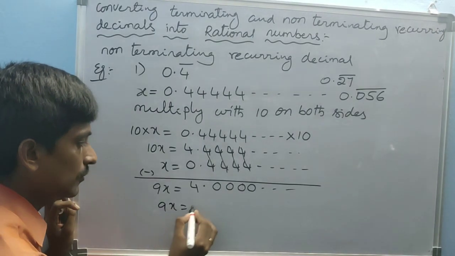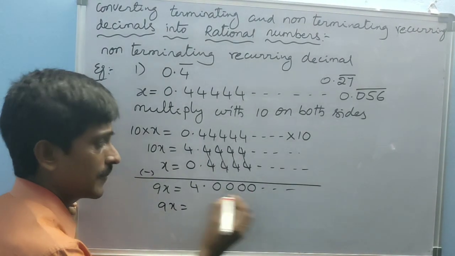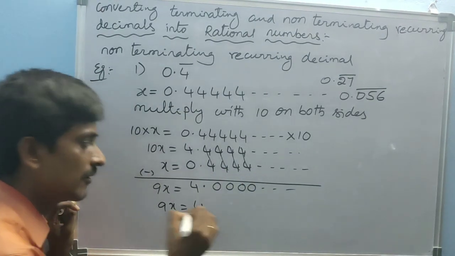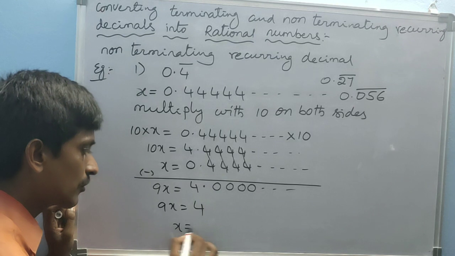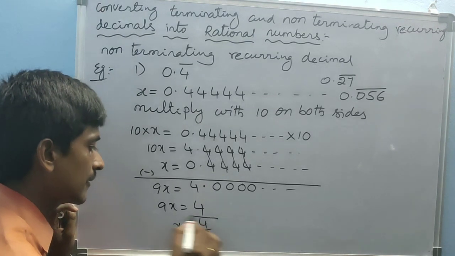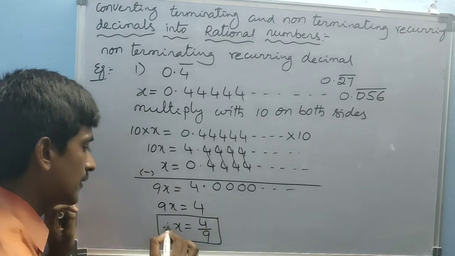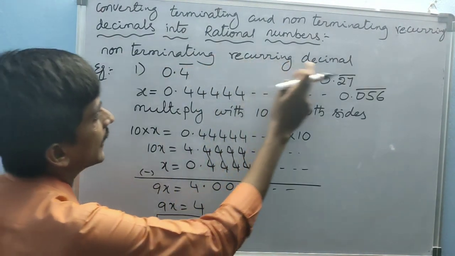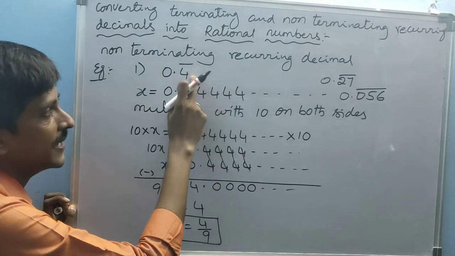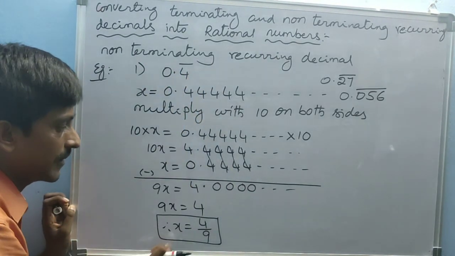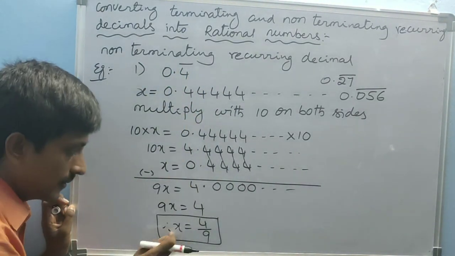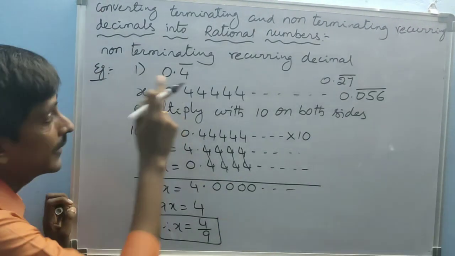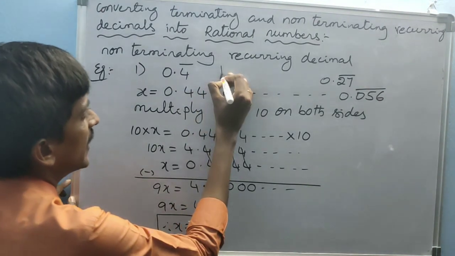9x equals 4.000. After the decimal point, zeros have no value, so you take only 4. x equals 4 by 9. So 0.4 bar is a non-terminating recurring decimal, and this can be converted into a rational number.